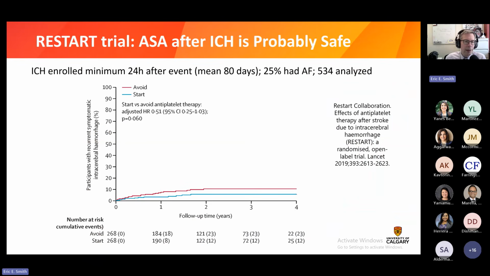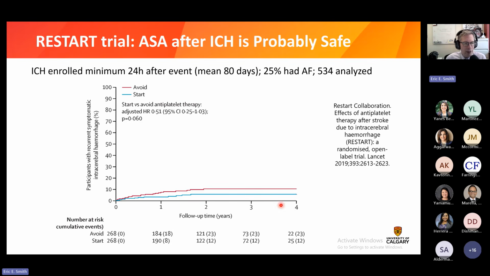CAA? The RESTART trial gave us information that suggests that restarting aspirin after ICH, if it's indicated for prevention of ischemic cardiovascular disease or AFib, is probably safe. This was a phase 2 study that randomized 268 patients to a strategy of avoiding aspirin versus a strategy of starting or resuming aspirin after an intracerebral hemorrhage. It included patients with lobar and deep hemorrhages, and included those with and without CAA.